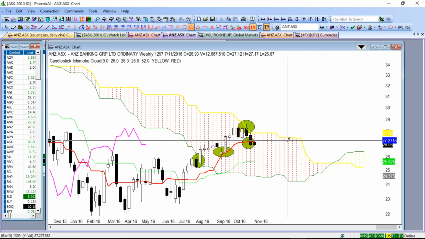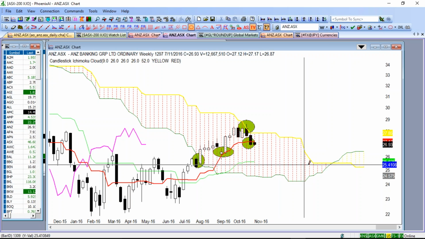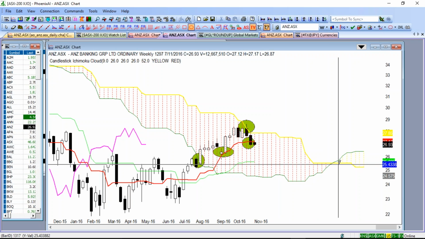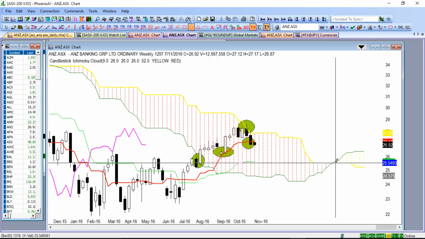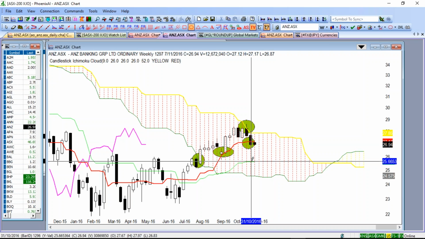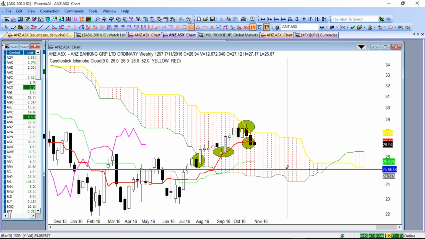And so ANZ, the first level of support here will be at $25.64, and we can see that the future cloud here has turned bullish, but the support level on the B line of the future cloud is $25.57. The Tenkan-sen line here is at $25.64. Any weakness you would expect to find a reasonable amount of support at these levels, so around $25.60.